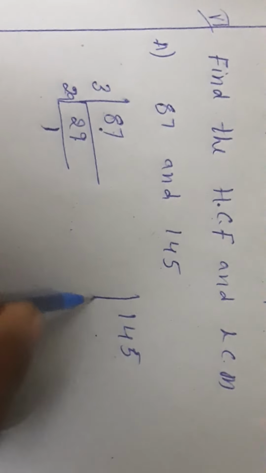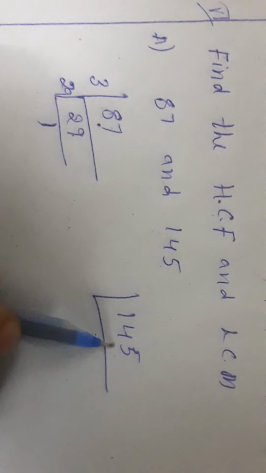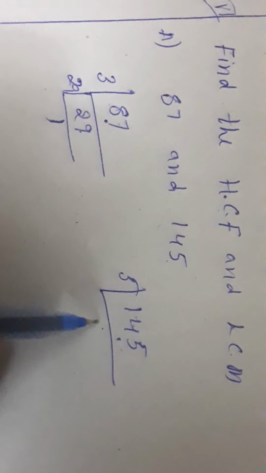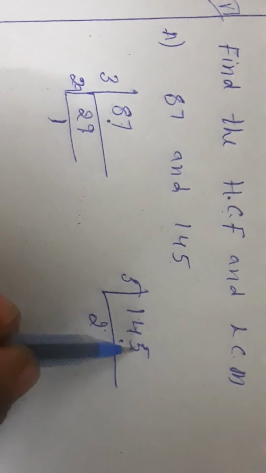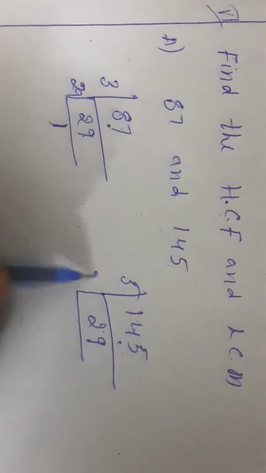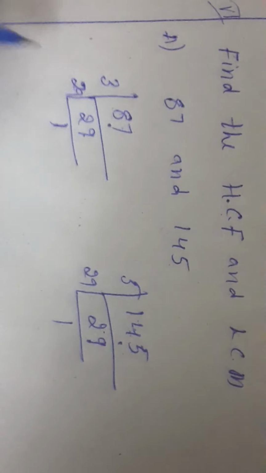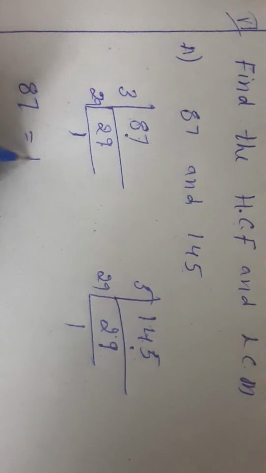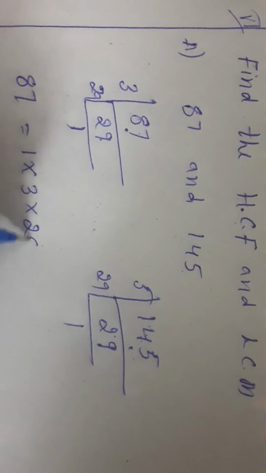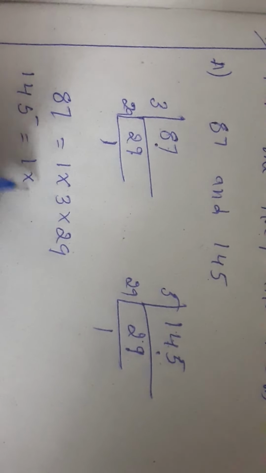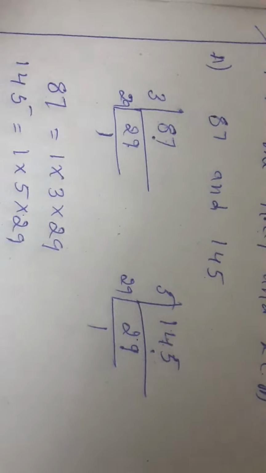Here we have 145. In ones place we have 5. So it is divisible by 5. 5 2s are 10, 4 remaining, 4 plus 4, 45, 9 5s are 45. Again 29, take 1. So 87 is equal to 1 into 3 into 29. 145 is equal to 1 into 5 into 29.